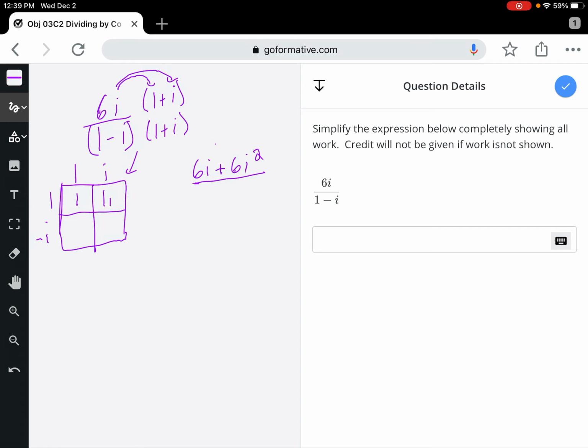1 times 1 is 1. And we have 1i here. Then we have negative 1i here. And we have negative, now there are 1's in front of here, so you can put this 1 here if you get a little confused. It's going to be negative 1i squared.